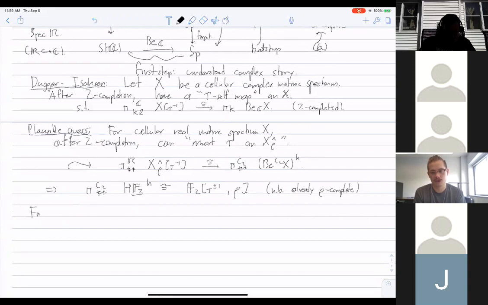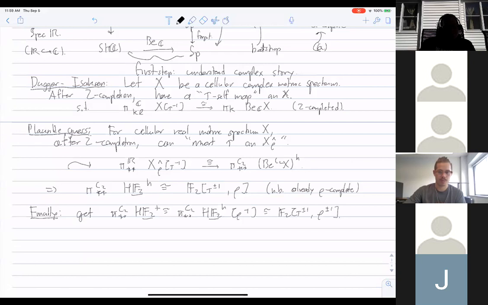Okay, so there's one more thing that remains to be done. Finally, I have to deal with that Tate part, the lower right-hand corner of the Tate fracture square. So for that, it's isomorphic to taking the HF2 upper H and then inverting rho, which is just F2 adjoin tau plus or minus 1 and rho plus or minus 1. So I just have both tau and rho inverted now.